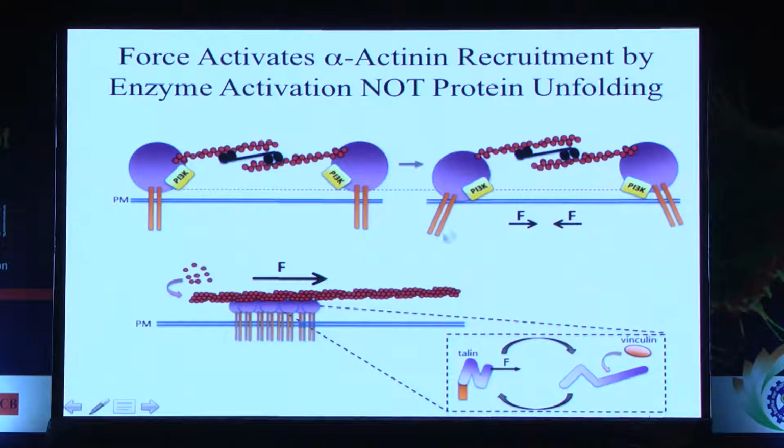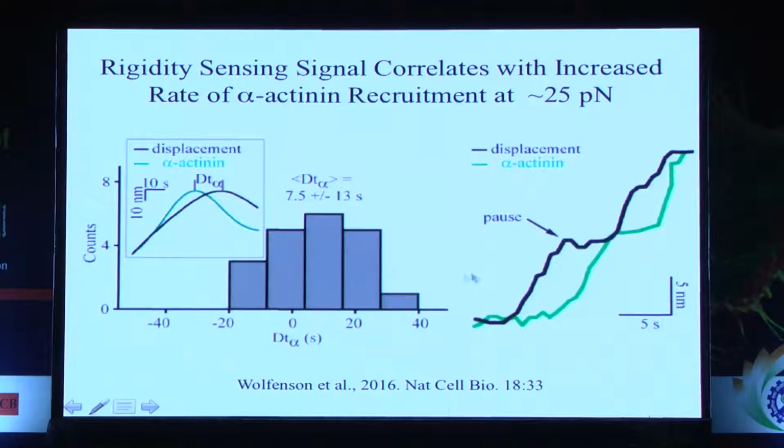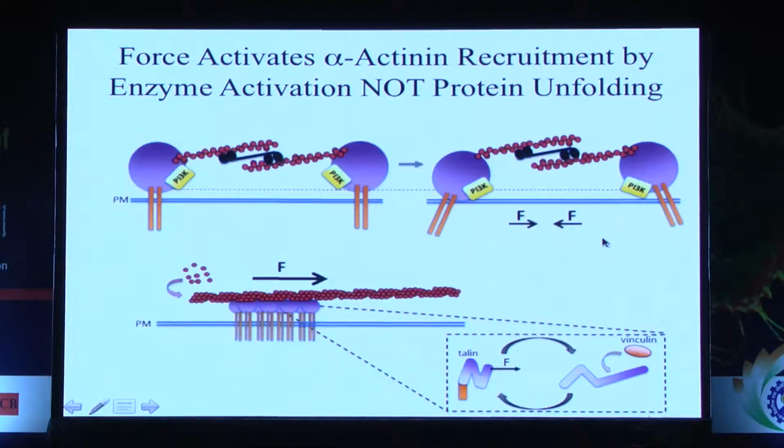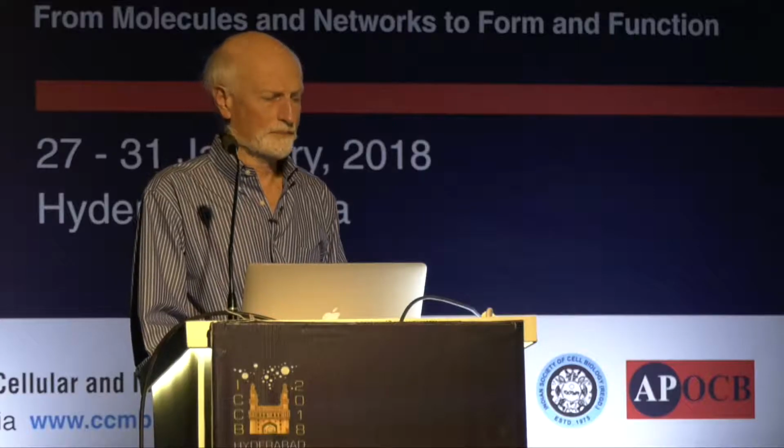So we didn't see any change in length here. This was rock steady at about a nanometer, constant distance. So the model that we have, which is at this point pure speculation, let's put it that way, is that the membrane proteins are bending and bringing enzymes near the surface and thereby catalyzing, for example, PIP3 production, which is then recruiting alpha-actinin.